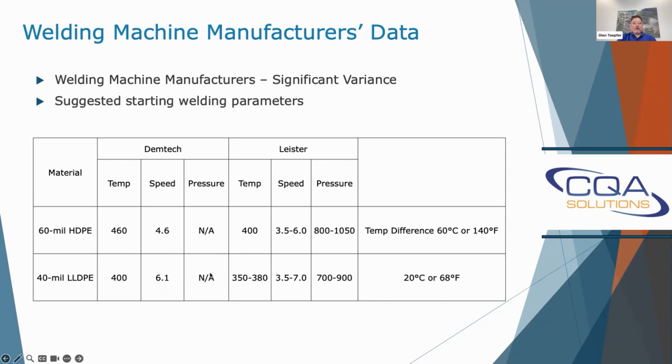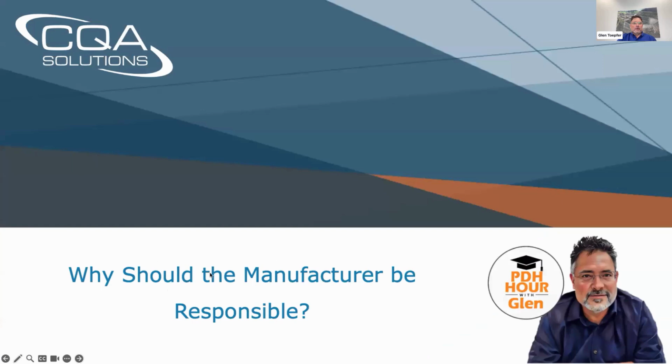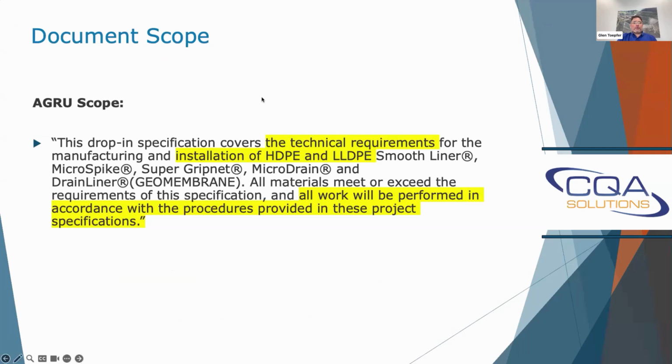I don't have a true answer to that yet, but here is why I think the manufacturer should be responsible for the data. There's several points under this. First of all, some of the scopes make it seem like this should be within their scope of the document. For instance, Agru's scope in the drop-in specification says it covers the technical requirements for manufacturing and installation of their HDPE and LLDPE products. So, to me, the heat, speed, and temperature really falls under the technical requirements. And then all work is going to be performed in accordance with the procedures provided in these specifications.